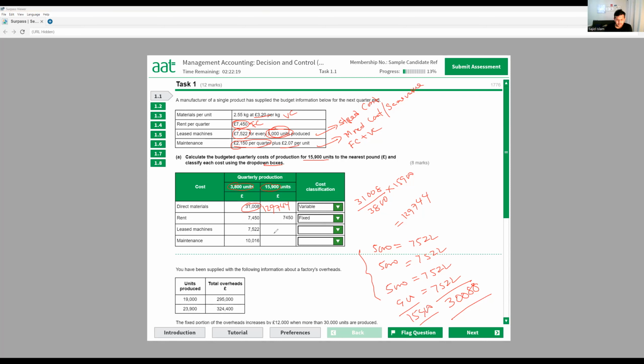All right, so you're going to write here 30,088, and this is my step cost.